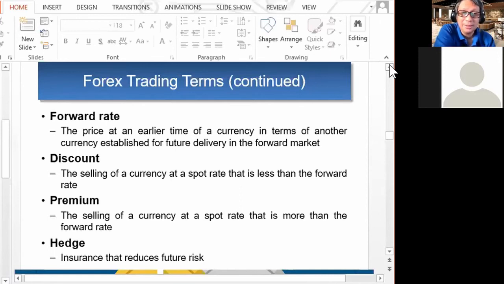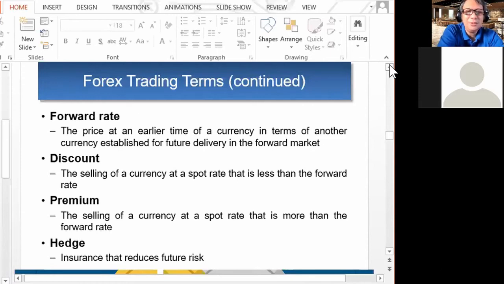So we will learn later. We will in fact be computing the forward rate. We will learn how to compute that. So this is what you call the forward rate. This is normally mentioned when entering forward contracts or future contracts. Binabanggit yan, yung forward rate.